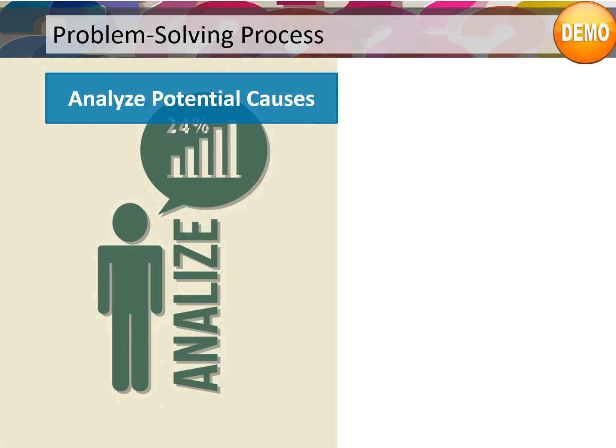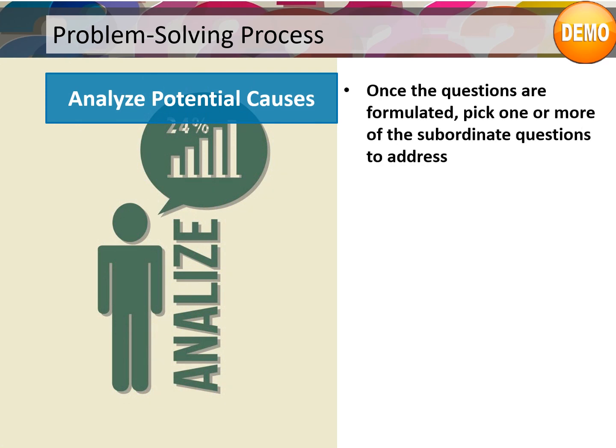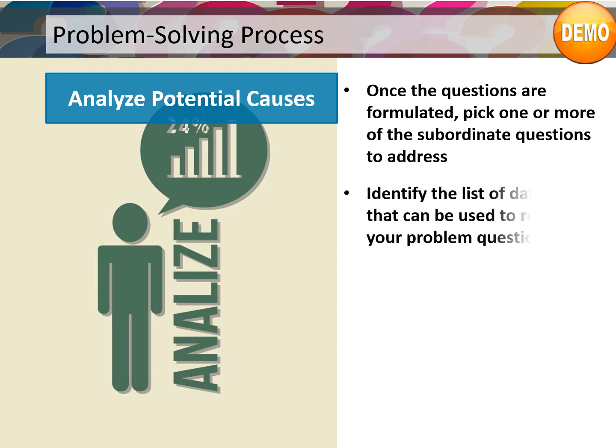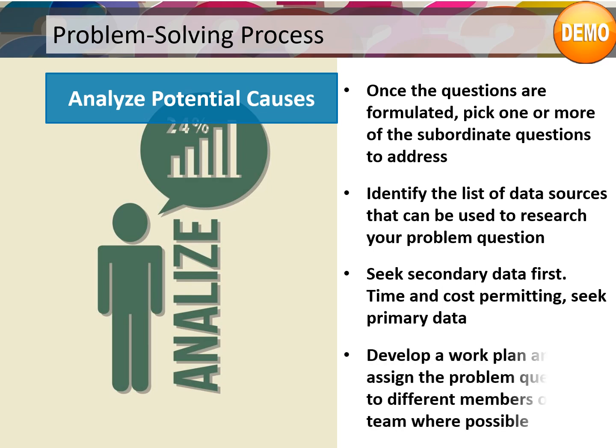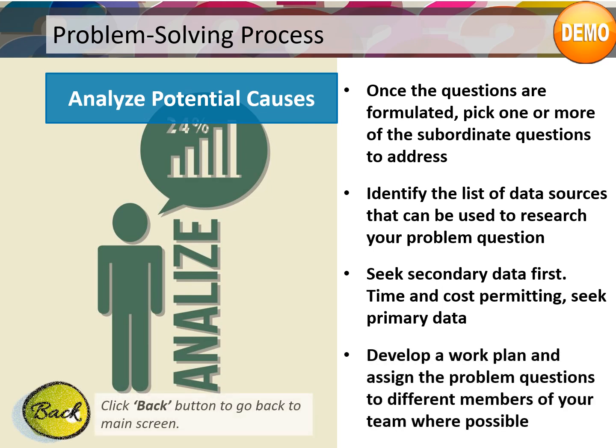Analyze potential causes. Once the questions are formulated, pick one or more of the subordinate questions to address. Identify the list of data sources that can be used to research your problem question. Seek secondary data first. Time and cost permitting, seek primary data. Develop a work plan and assign the problem questions to different members of your team where possible.